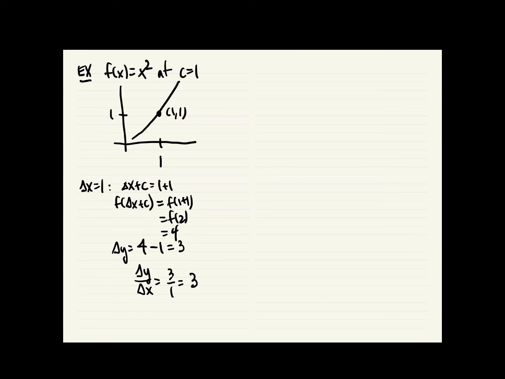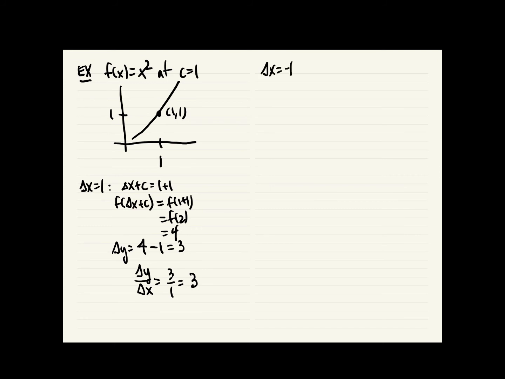So the function is trying to magnify the size of the input. We'll see that this is just an estimate because we just picked that number, delta x equals 1, at random. So this is just an estimate of what that multiplying is doing. We'll be able to get a better estimate of it as we go along.